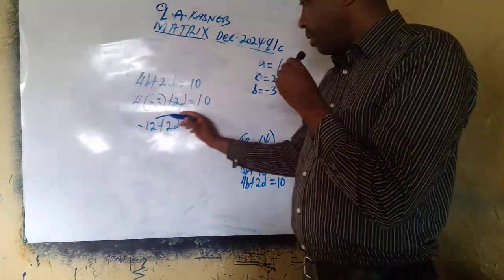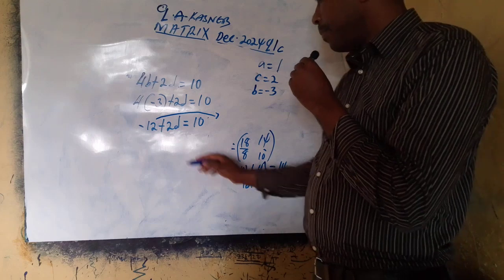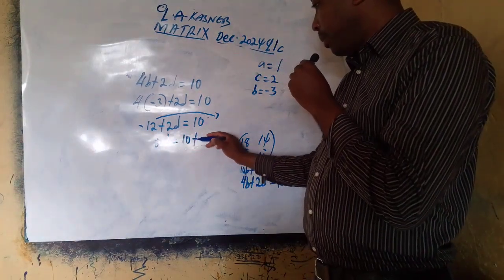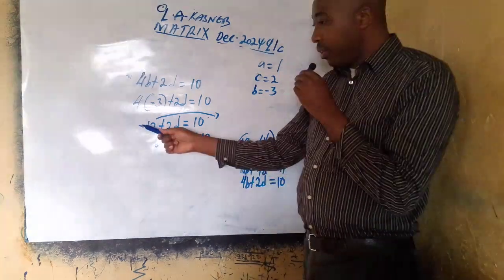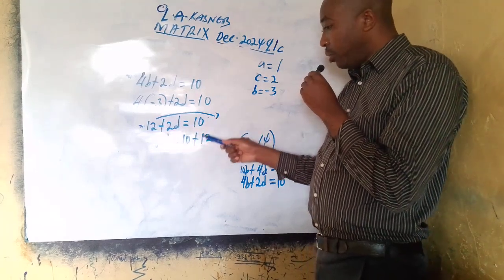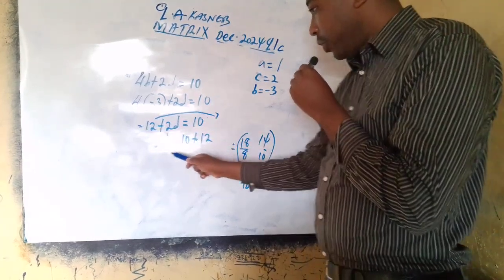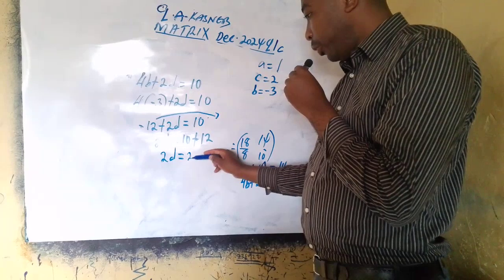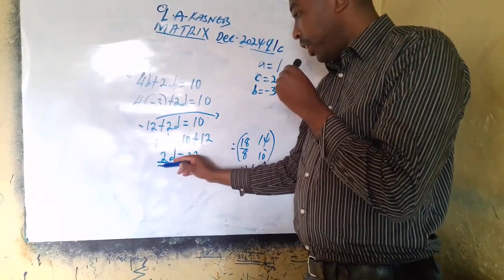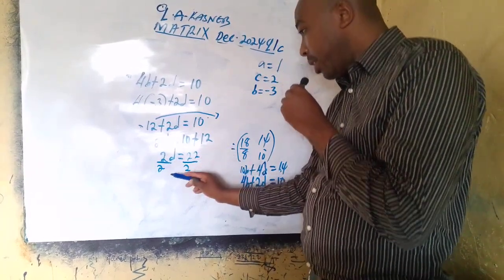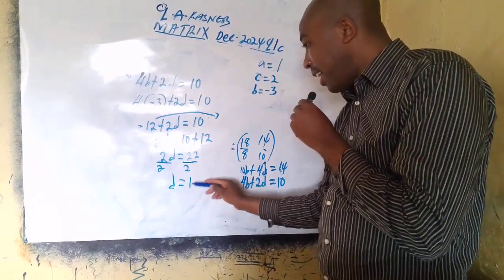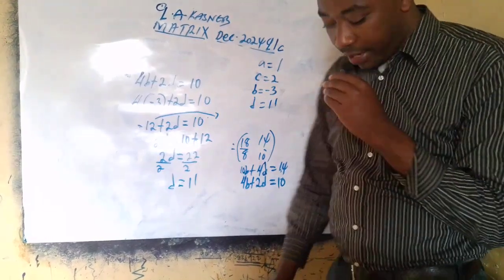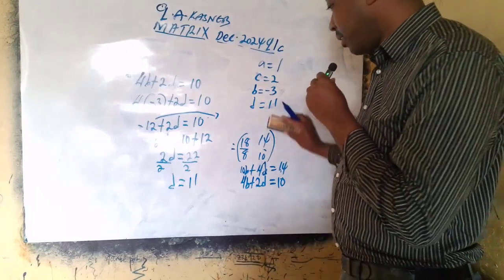Like terms together, bring this to the other side so that we can have 2d is equals to 10 plus 12. Since it was negative, when it crosses the border, it will be positive. So we have 2d is equal to 22. You divide by 2 so that we can have our d as 11. So our d is equals to 11. And that is the answer.